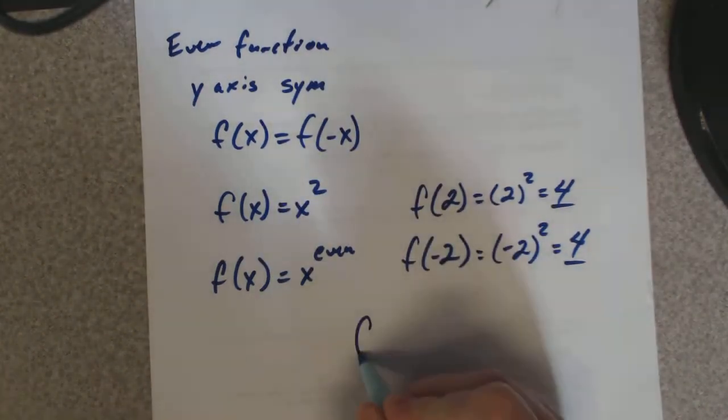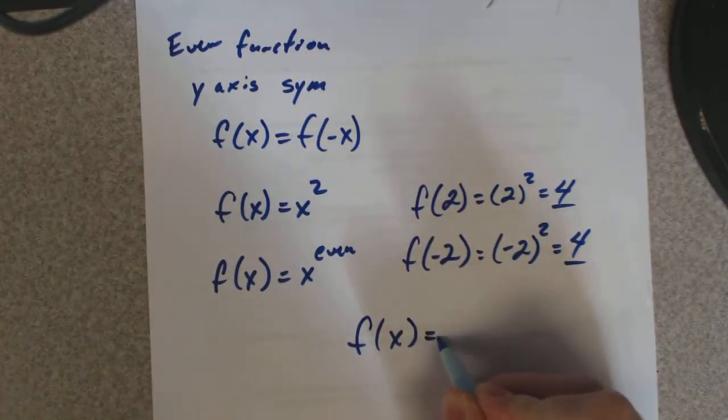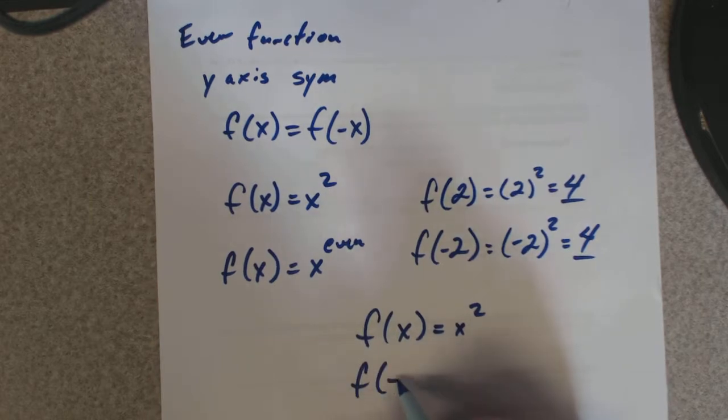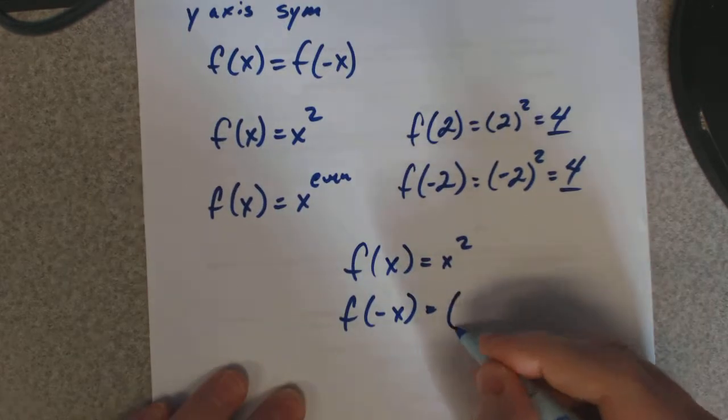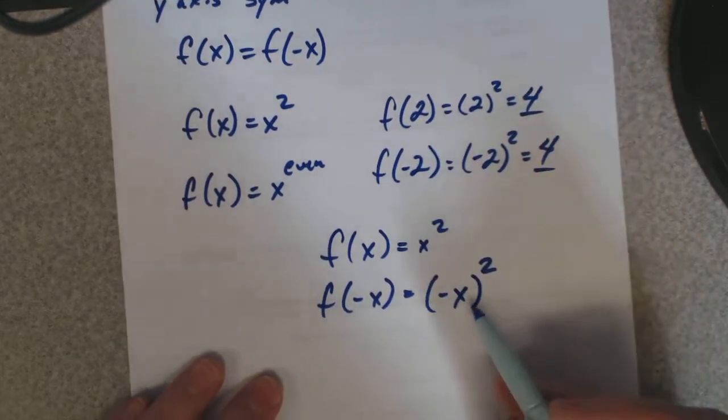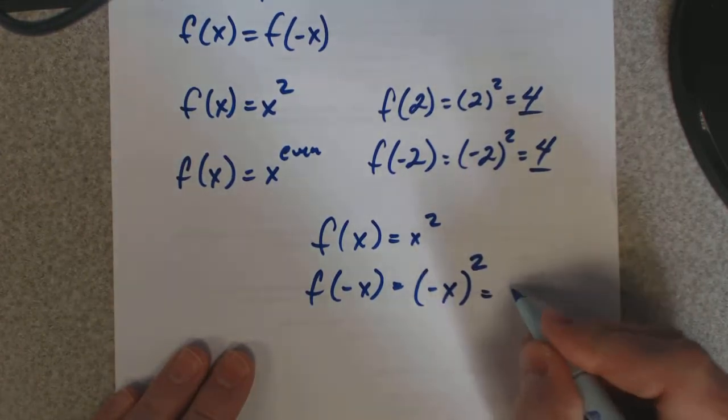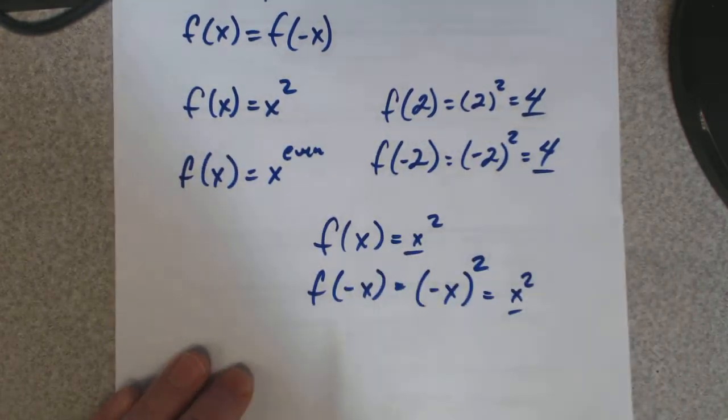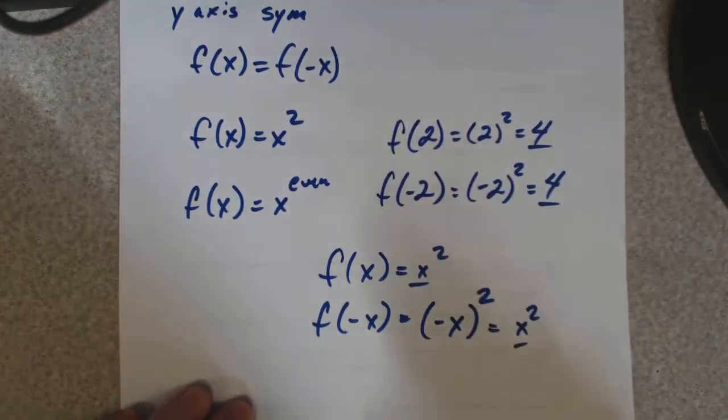And what they want you to do is just plug in the x value. Find f of negative x. You plug in the negative x. Well, negative x squared is x squared, so you get the same thing. All right, but you can do that with points just as easily.